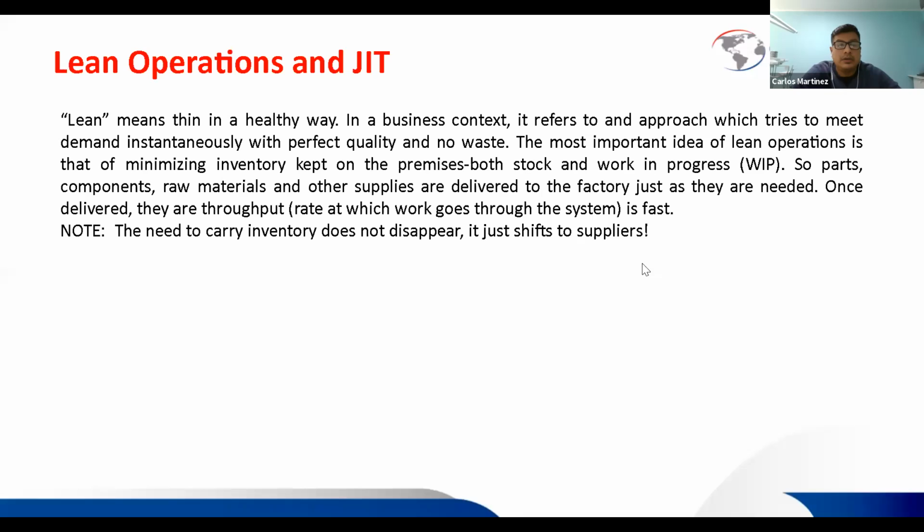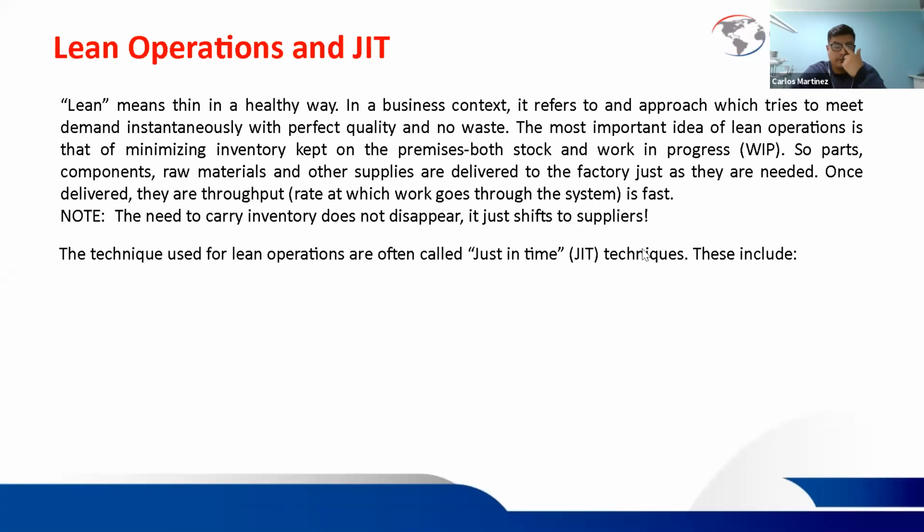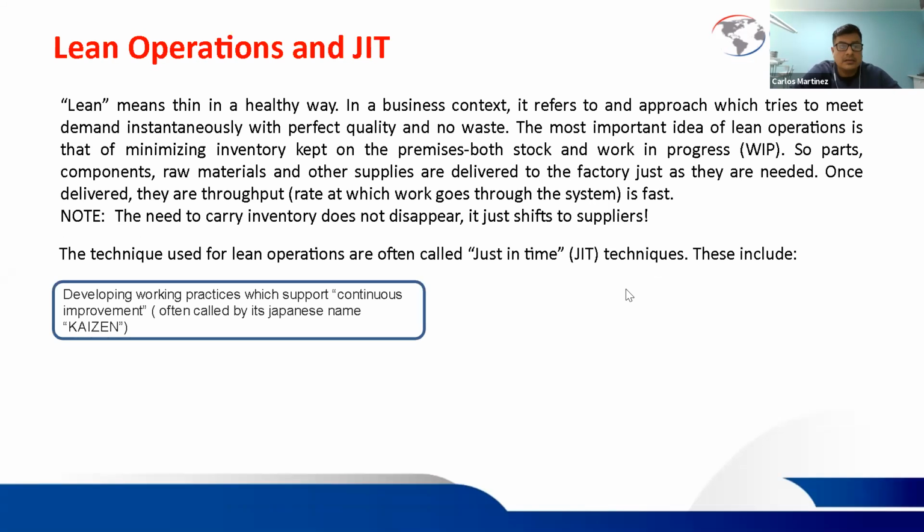Another thing, a technique used for lean operations is often called just-in-time or JIT techniques. As I was saying, JIT, just-in-time techniques. And these include some of the following. Okay, developing working practices which support continuous improvement. In Japanese, they're called kaizen. Okay, kaizen. These are practices that will maintain continuous improvement. We're always getting better.